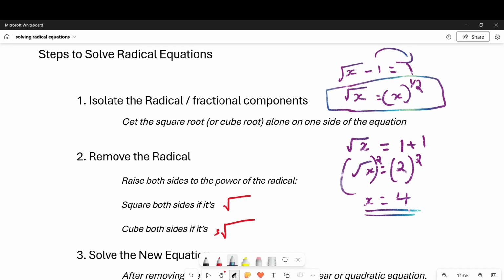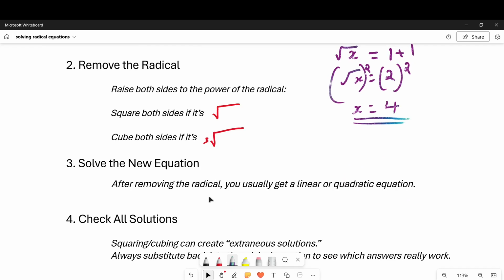Our main target in solving a radical equation is to find the values of the unknown variable which make the equation work. After removing the radicals, you might have a linear equation or a quadratic equation. Here we got a linear equation, so there is no need for further computation. We already got the x value. But if it's a quadratic equation, you already know what to do next: use the quadratic formula or factoring, whichever, and find the values of x.